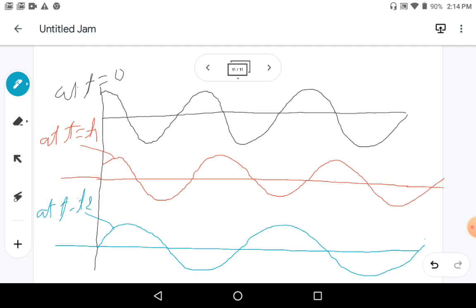If we see the maximum point again shifting, first the maximum point is here, the second is here, and the third is here. The curve is shifted to the right side. When the curve is shifted to the right side, we call this type of wave a forward traveling wave.